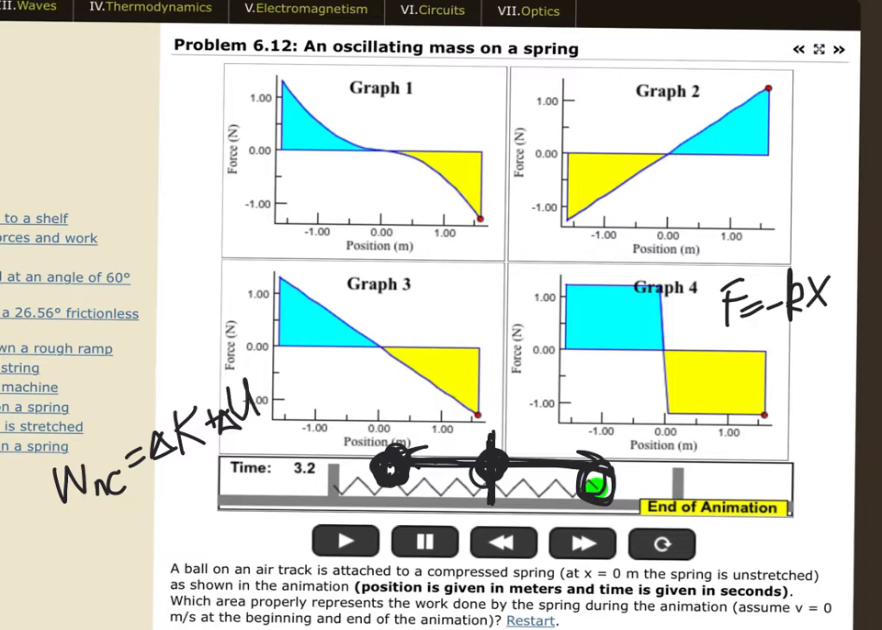I use PE, but don't forget there's U, because that's actually what we'll use next semester. So we have K and U spring. It doesn't go up and down, so there's no U gravity. And so the only two energies are spring potential energy and kinetic energy. And we just described how it goes.